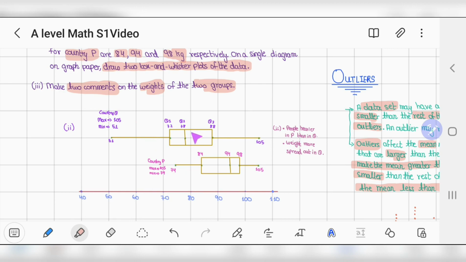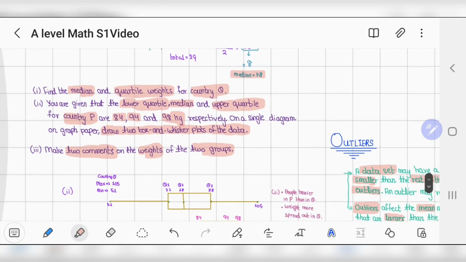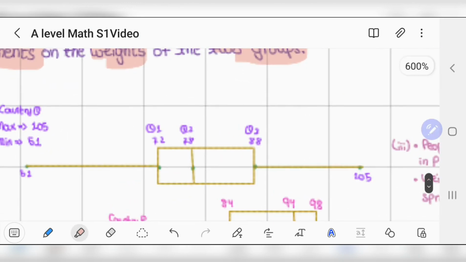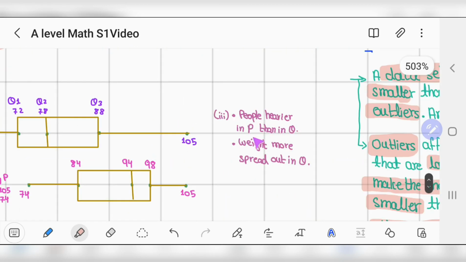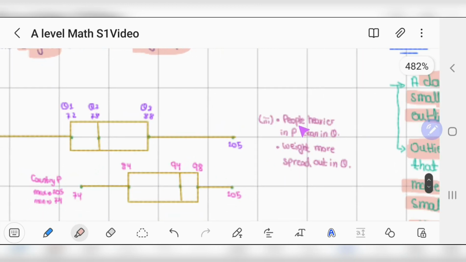I mean, which of the data are, since it says that the weight in kilograms of two groups of 17-year-olds are mixed. Okay, so which of these two groups, the people from country Q or country P, are heavier? As you can see, country Q is more separated, so people are heavier in P than in Q, since the weight is more spread out in Q.